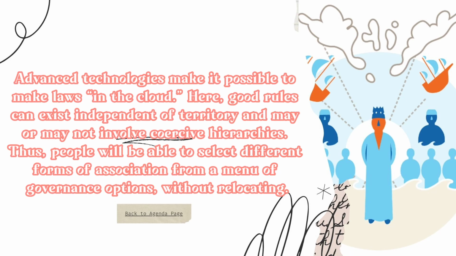Cloud governance. Advanced technologies make it possible to make laws in the cloud. Here, good rules can exist independent of territory and may or may not involve coercive hierarchies. Thus, people will be able to select different forms of association from a menu of governance options without relocating.